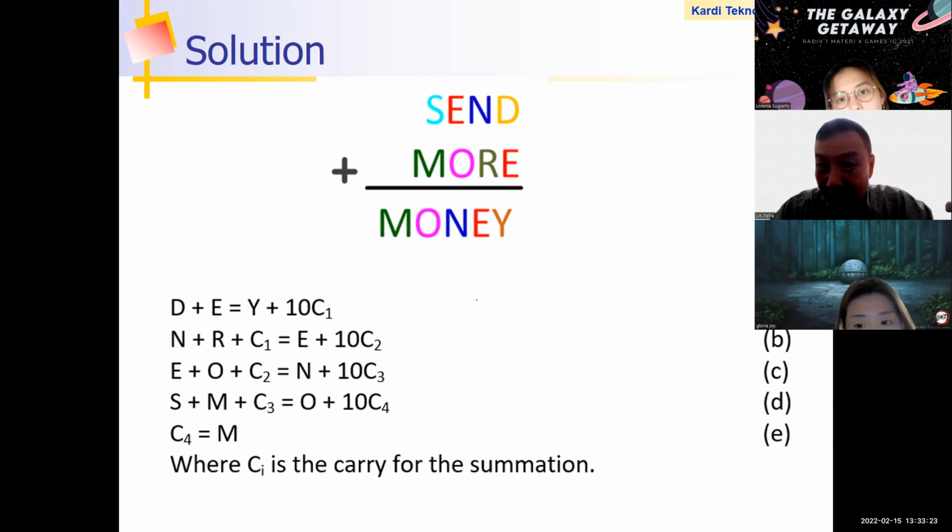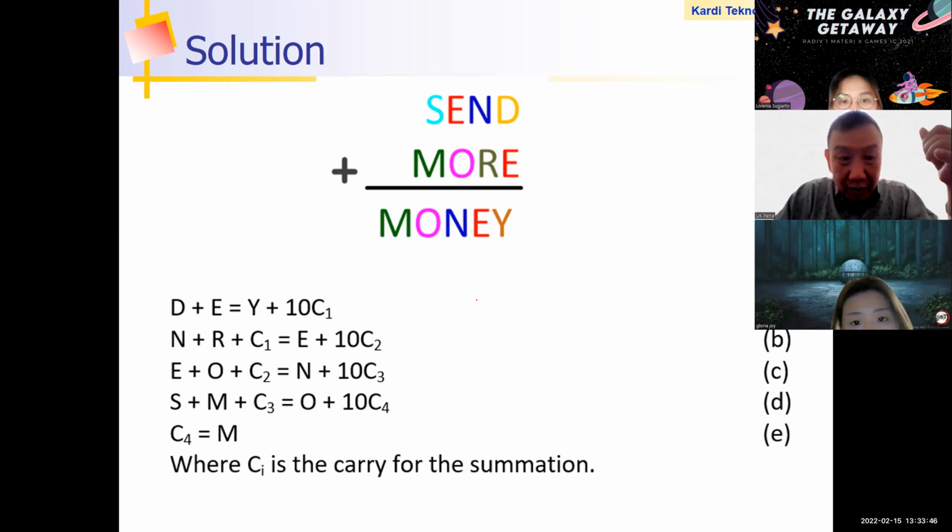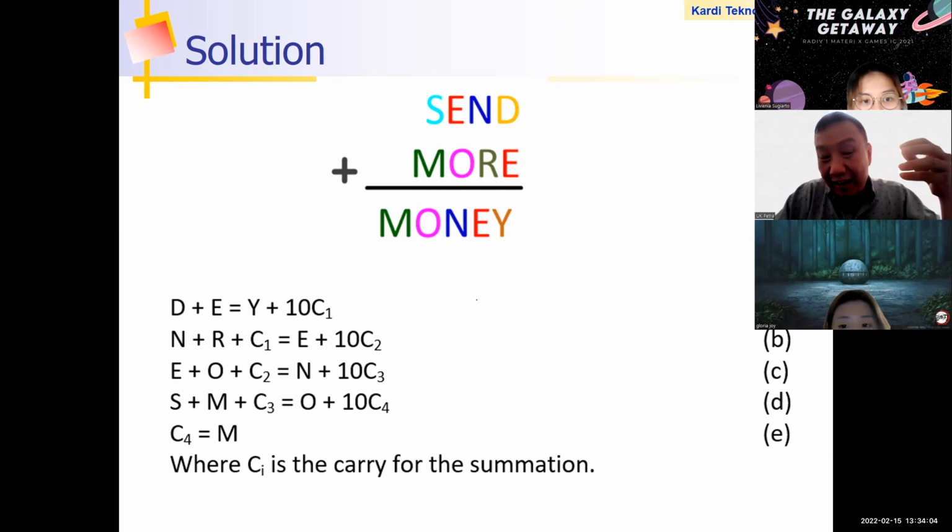Can you see the second digit from the right? So N plus R equal E, but there is a carry from the first one, that's the first carry, and then it will produce another carry. So we call this second carry C2, which is actually 10 times that, right? And then go to the third one, the third from the right, okay? So in this case, E plus O equal M. So E plus O plus the second carry equal N plus 10 times the third carry. Right.